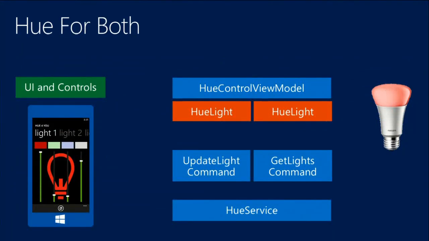If I translate, again, my application into an MVVM type of approach, then the presentation part, the green part, is definitely some user interface with some controls. The user interface is updated through data binding. The controls are passing information back through command binding. I have a view model. That view model contains commands to update lights, to get lights, and it hosts a Hue service to physically communicate with either a light bulb or with an Azure mobile service.